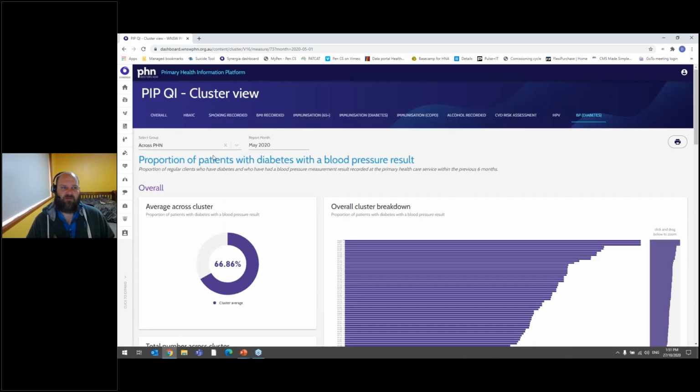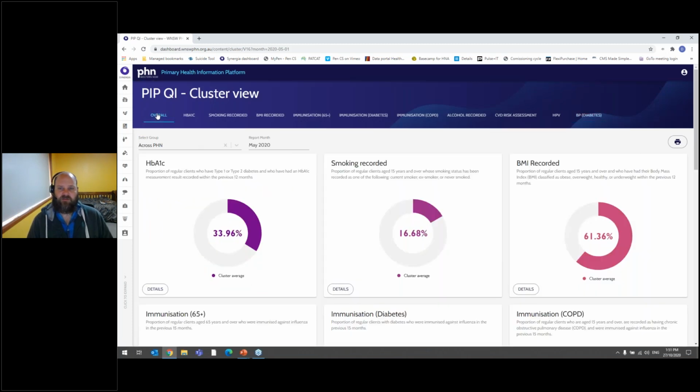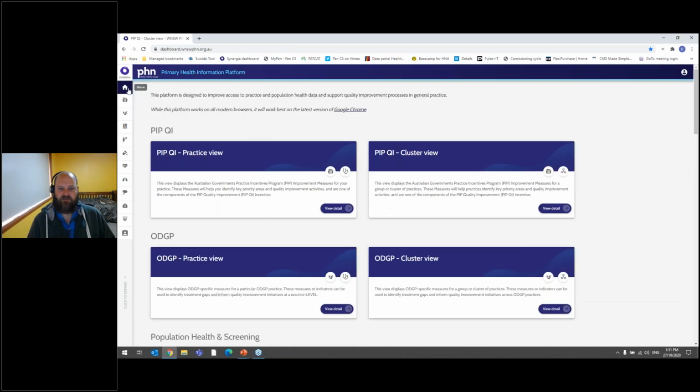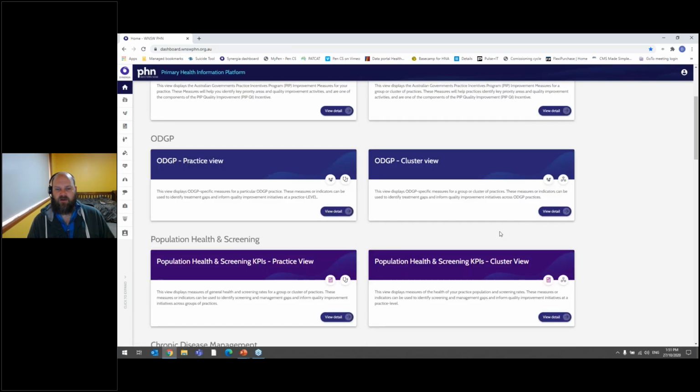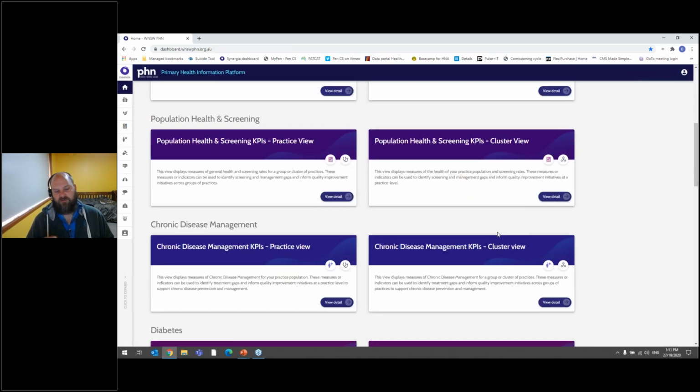And so I really hope that that really helps each of the practices that have signed up to the PIP QI program, support them with their quality improvement programs. And as I said, the second phase of this was really about moving the primary health information platform from just providing information on processes that have been undertaken in regards to clinical management, as opposed to those outcomes.